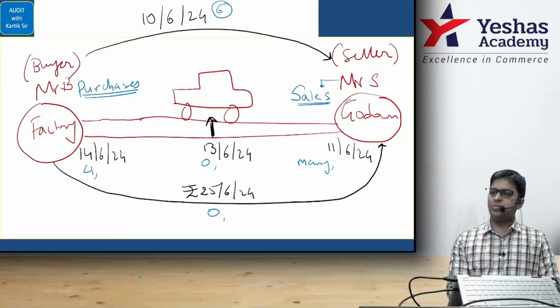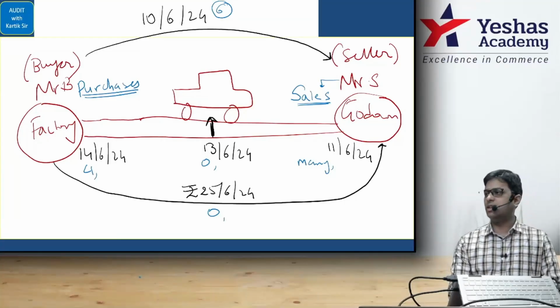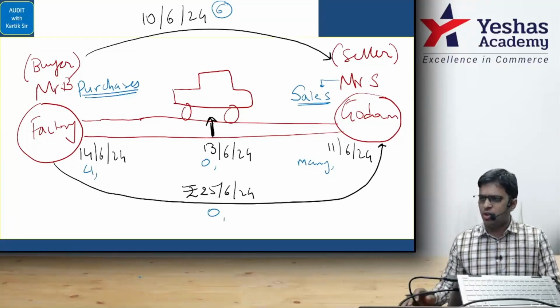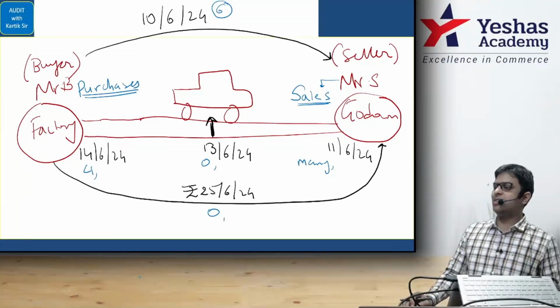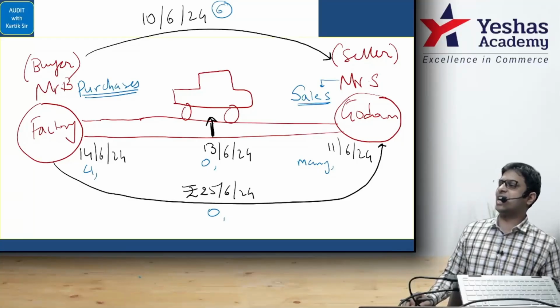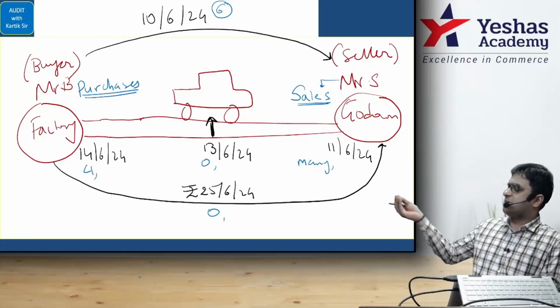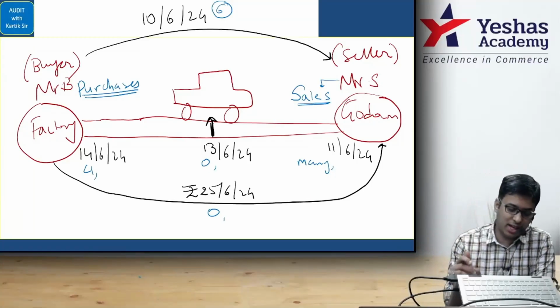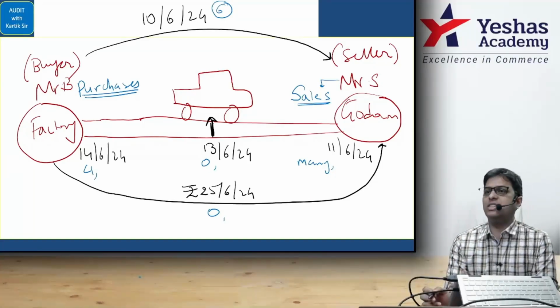Purchases for Mr. B. When should Mr. B record the purchase? Please tell me. Mr. B is also running a business. So when will he record the purchase entry? How come CA students are getting so baffled because of some simple business transaction? Tell me, which date? 10th. How many people said 10th? Raise your hand.